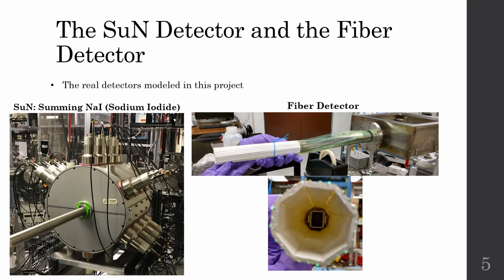So the first detector setup tried was the SuN detector and fiber detector. SuN is the main detector and detects the gamma rays, whereas the fiber detector is what can detect electrons. Now these are actually already implemented, and you could see the actual images of these here.